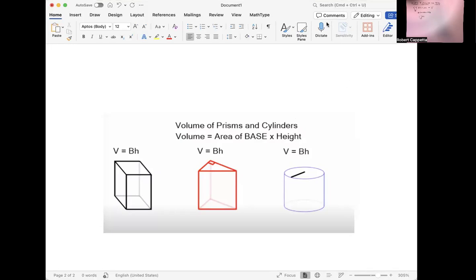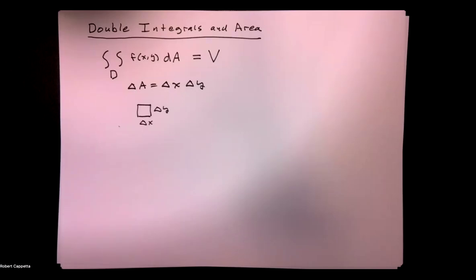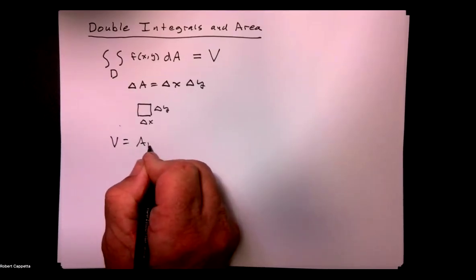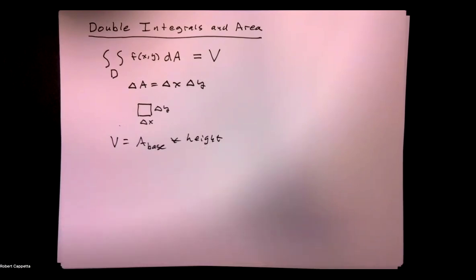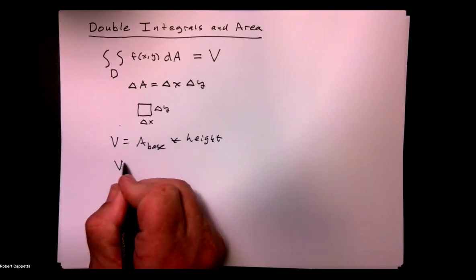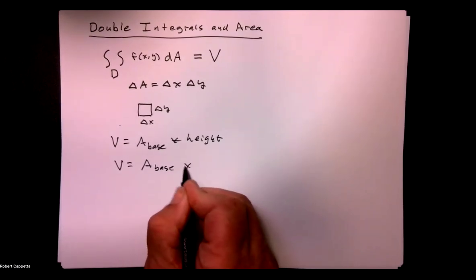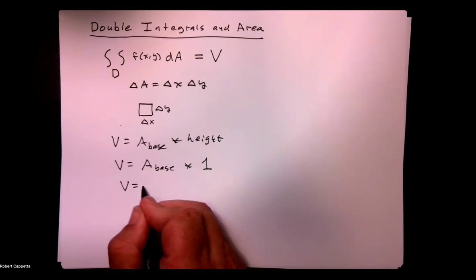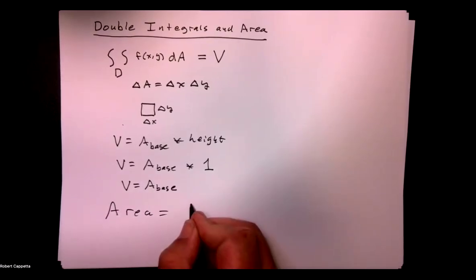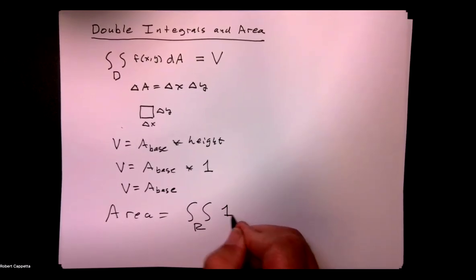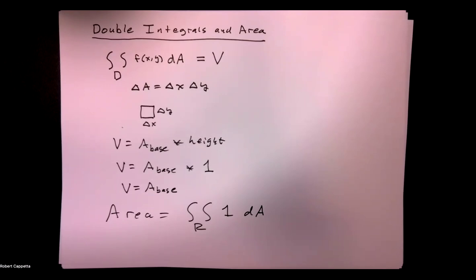So how can we turn volume into area? Keeping that in mind, volume is area of the base times the height. So how can we get volume to equal the area of the base? The answer to that is set the height equal to 1. If I have volume equals area of the base times 1, then I get volume equals, at least number-wise, not necessarily in terms of units, the area of the base. So if my goal is to determine the area of a region, it's simply going to be the double integral over that region of 1 times the change in area. And we need to think about how that change in area is going to work.